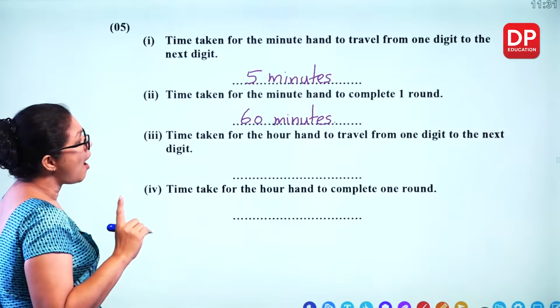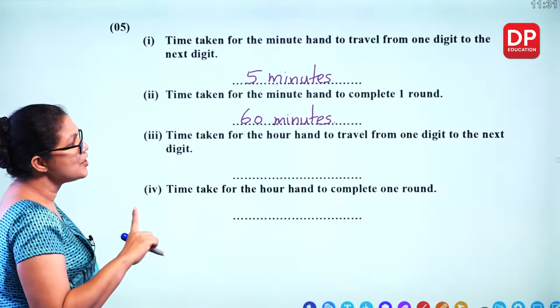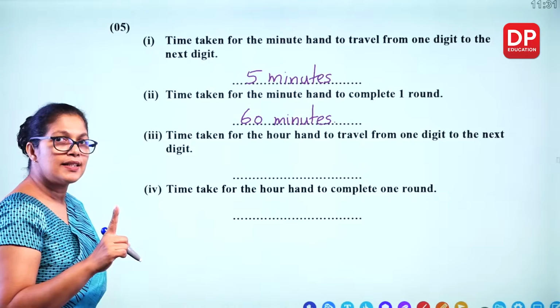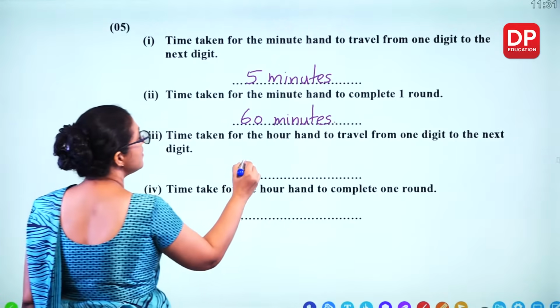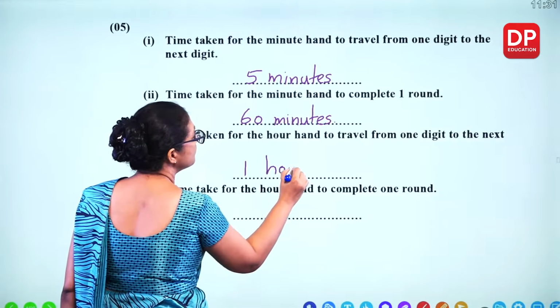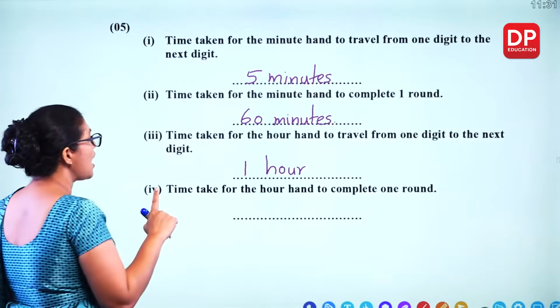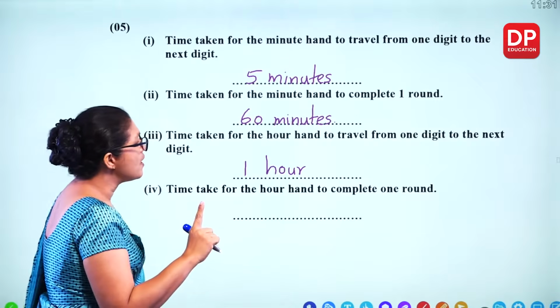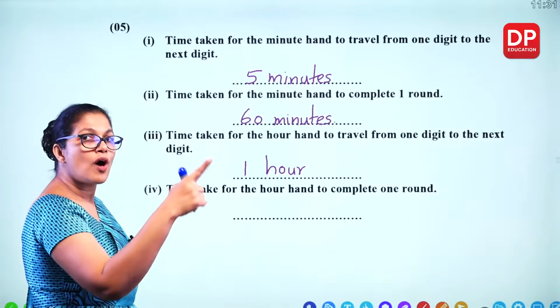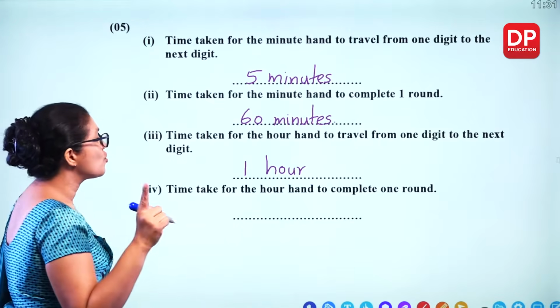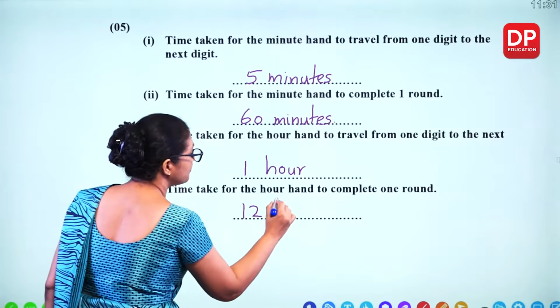Time taken for the hour hand to travel from one digit to the next digit. So, hour hand. So, that means 1 hour. Time taken for the hour hand to complete 1 round. So, how many hours are there? 12 hours are there.